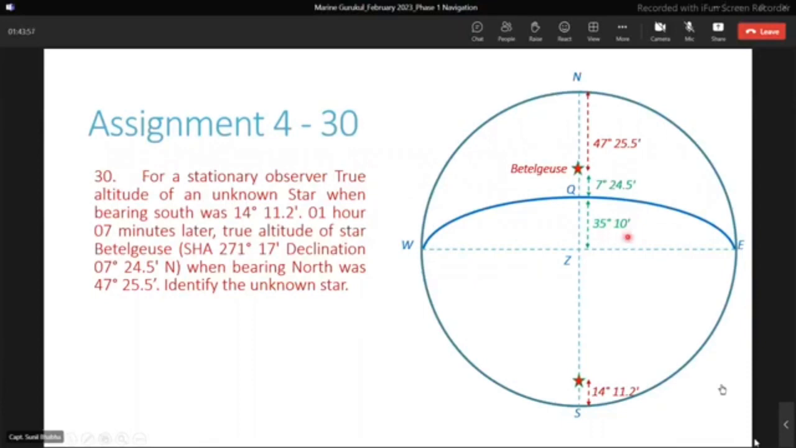So this 35°10' is the latitude of the observer. ZQ is the latitude of the observer. So the observer's latitude is 35 degrees 10 minutes south, because you see the zenith is south of the equinoctial. So 35 degrees 10 minutes south is the latitude of the observer.